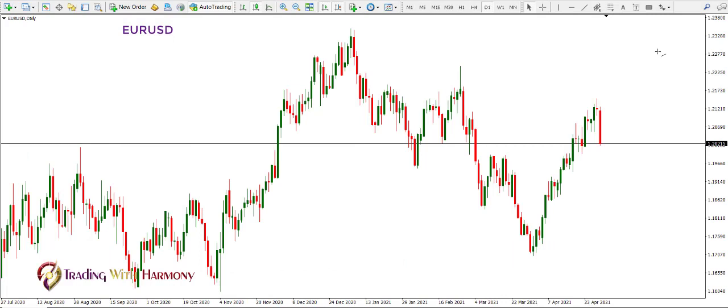Okay, so the euro dollar then, we're in an overall bullish market, but on the Friday we got a nice pullback here. So let's go into the actual four.